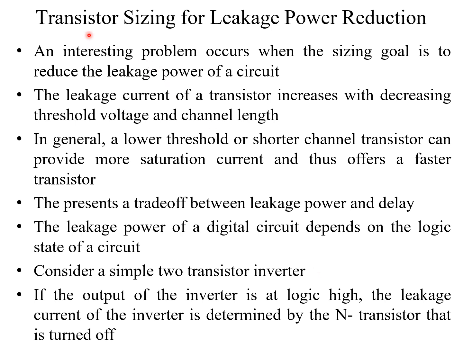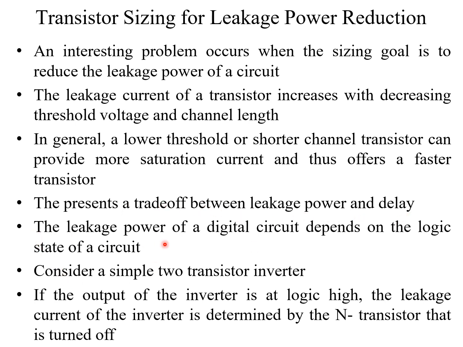First, we will see transistor sizing for leakage power reduction. An interesting problem occurs when the sizing goal is to reduce the leakage power of a circuit. The leakage current of a transistor increases with decreasing threshold voltage and channel length. In general, a lower threshold or shorter channel transistor can provide more saturation current and thus offers a faster transistor. There is a trade-off between leakage power and delay.